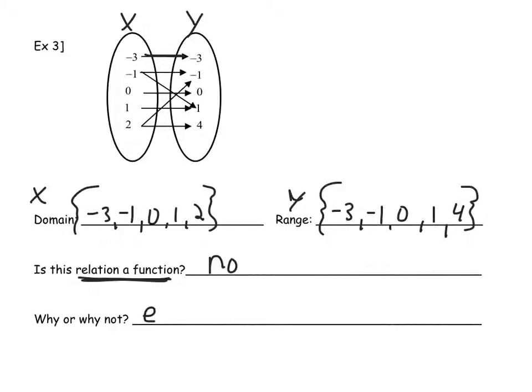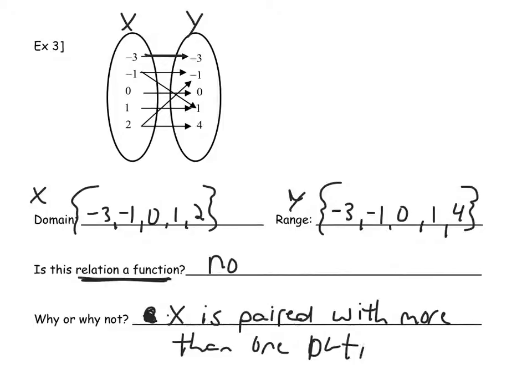Because the x's are paired with more than one output. Now, if you want to get more specific, it's not just the x, but the -1 and the 2 are paired with more than one output. You have 2 paired with -1 and 2 paired with 4, and then -1 paired with -1 and -1 paired with 1. So that's the reason it's not a function.